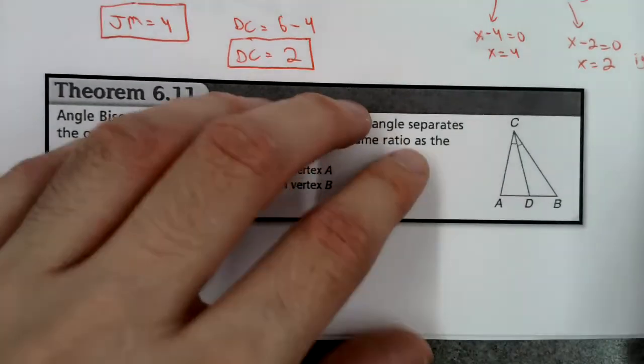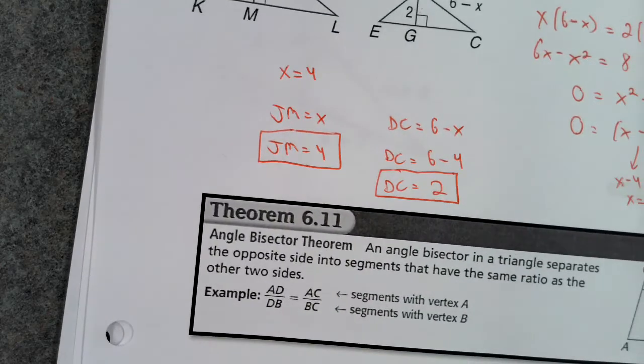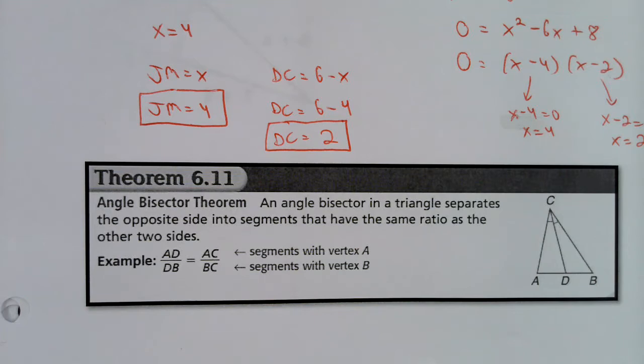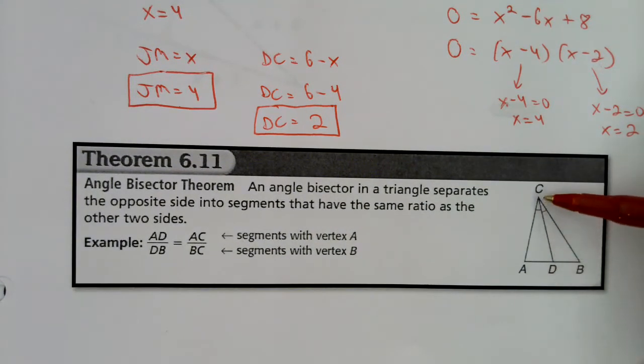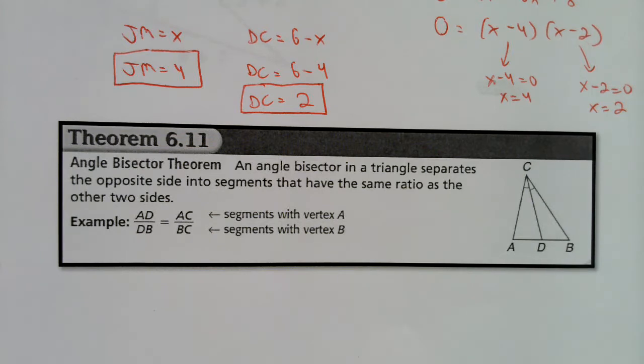Okay, one more theorem, and then 2 more examples on the theorem, and then we're done. Okay? The angle bisector theorem. An angle bisector in a triangle. So this is the angle bisector, CD, because it bisects angle C. Separates a triangle. An angle bisector in a triangle separates the opposite side into segments that have the same ratio as the other 2 sides. So we can say that AD over DB equals AC over BC.